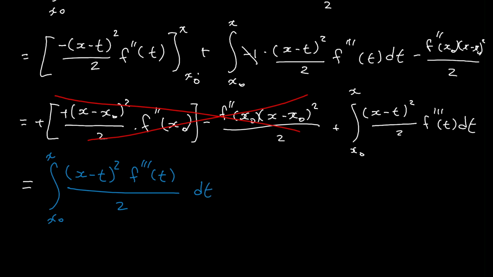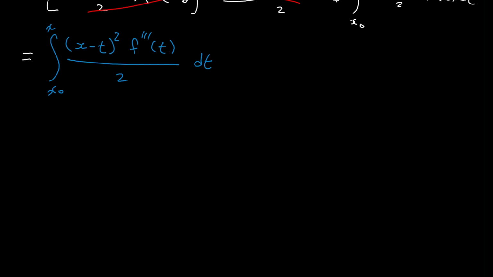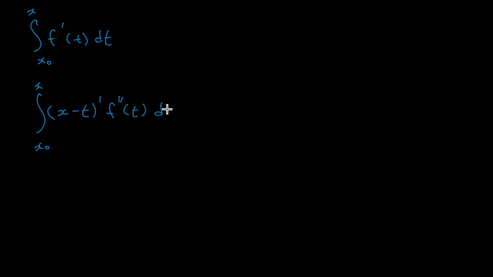Okay? So, now, what are our three integrals that we got? Our first one, for our linear approximation, was from x naught to x of f prime of t dt, right? Our next integral was from x naught to x of x minus t, I'm just going to write to the first power, times the double derivative of f at t dt. And then our third one was from x naught to x of x minus t squared over 2 times f triple prime of t dt.